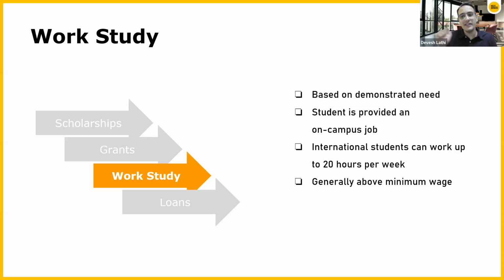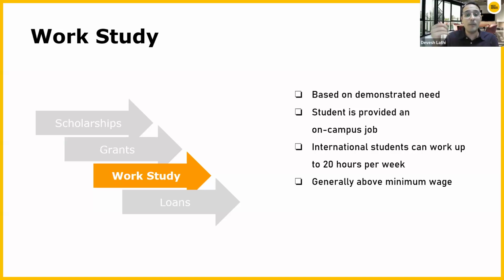You can work in the US on campus and earn money, which will be reduced from your total cost of attendance. This amount is usually between $2,000 to $4,000. It's not a lot, but it takes care of your pocket money. It takes care of some expenses. It reduces some financial burden on the family.